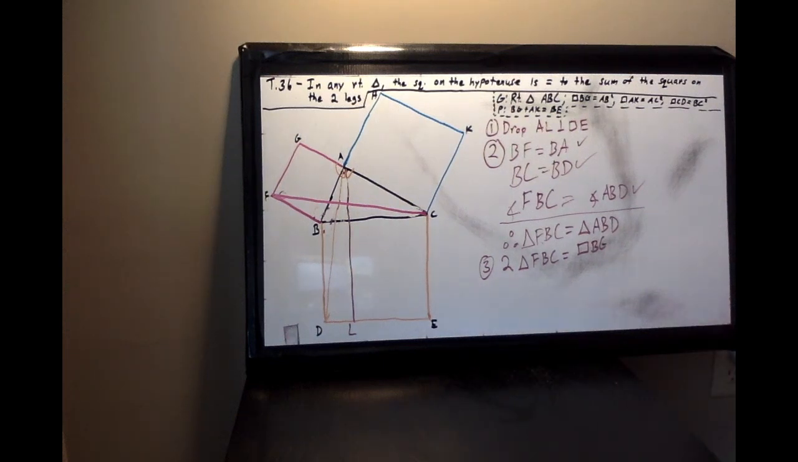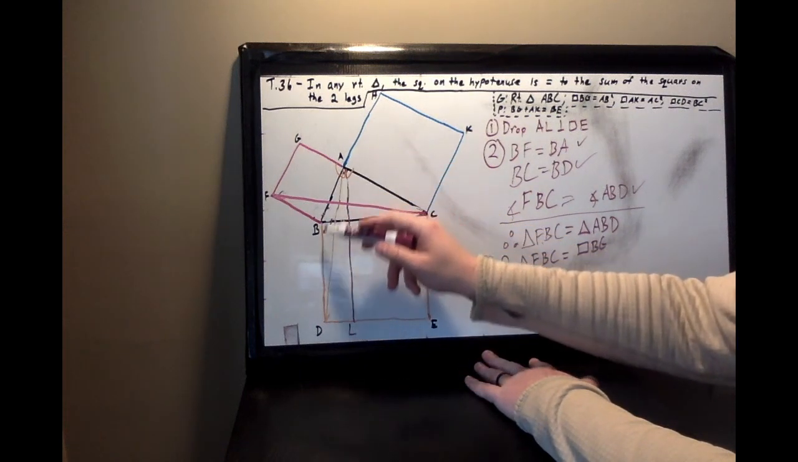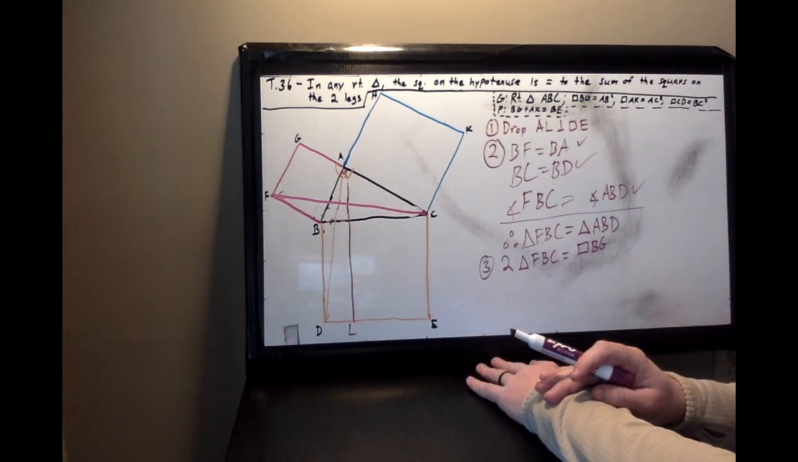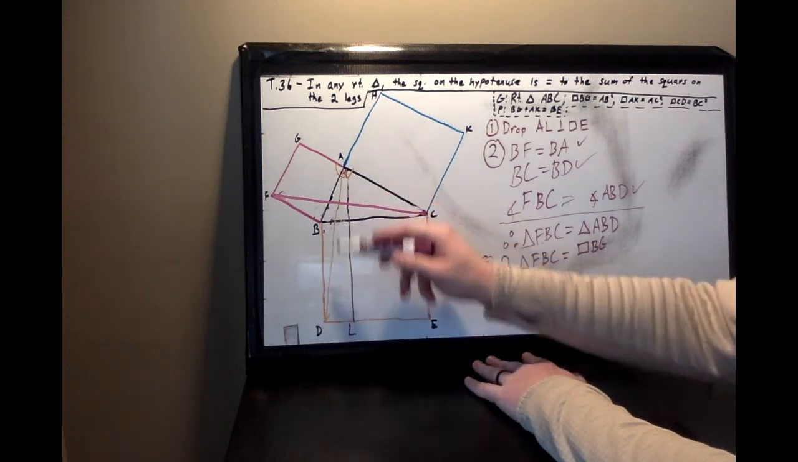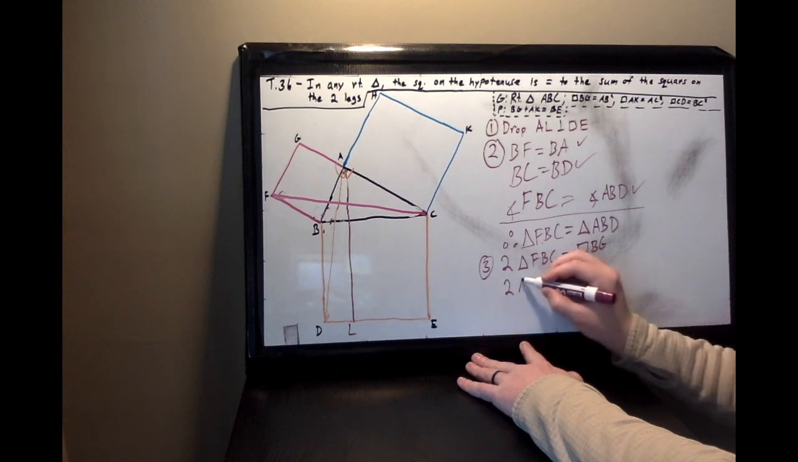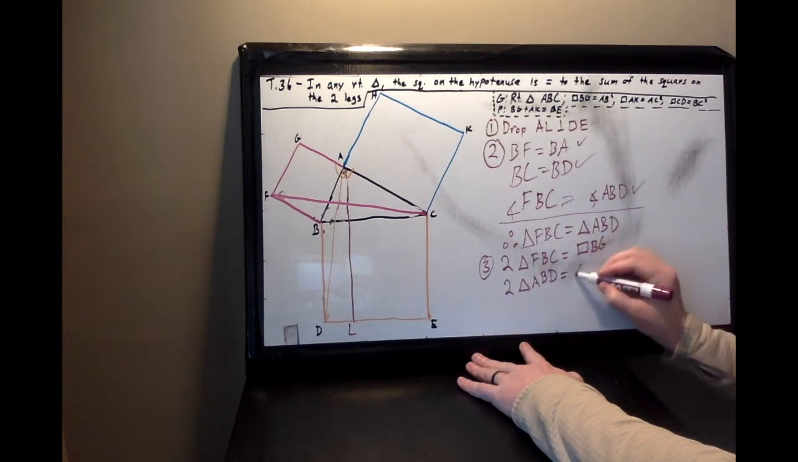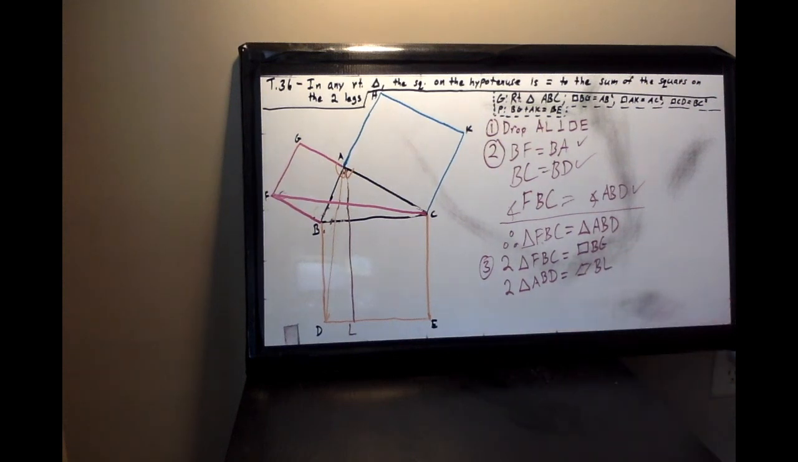Likewise, we can take a look at triangle ABD and parallelogram BL, or rectangle BL. Since they're both on the same base and between the same parallels, we can say 2 times triangle ABD is equal to the parallelogram BL. Cool. That's convenient.